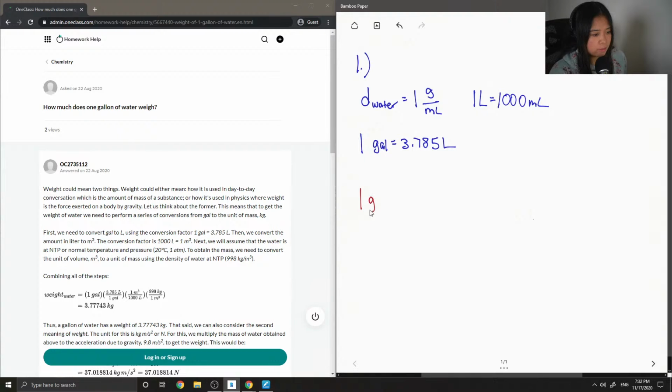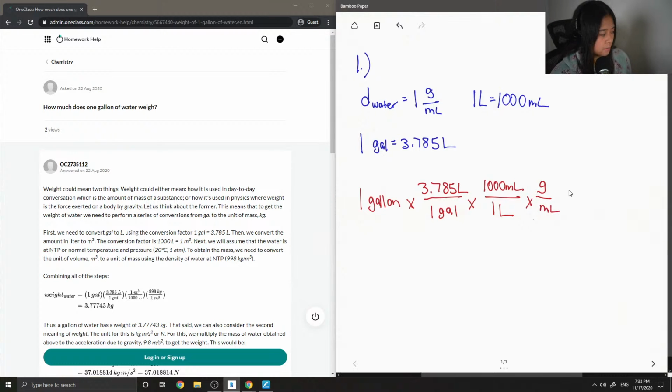So starting off with 1 gallon, I'm going to multiply by the conversion factor to convert to liters. So it's 3.785 liters per 1 gallon. To convert to milliliters, I'm going to put 1,000 mils at the top and then 1 liter at the bottom. And then finally, to convert to grams, I'm going to put my grams on top and then milliliters at the bottom.